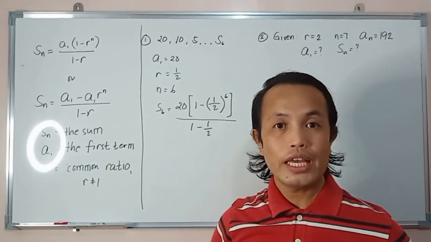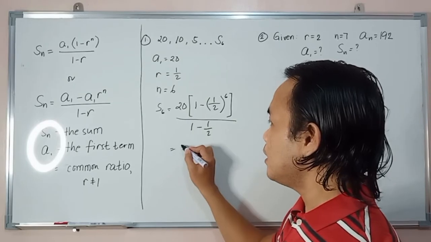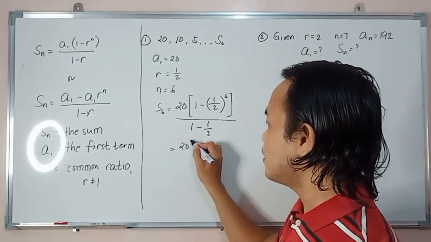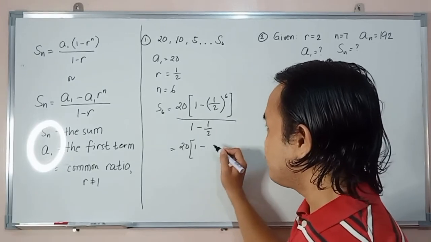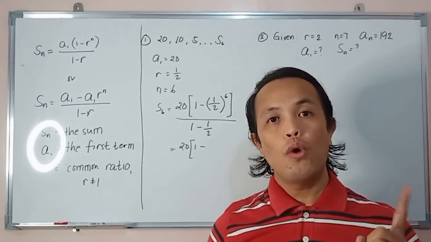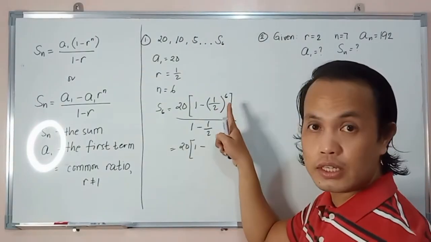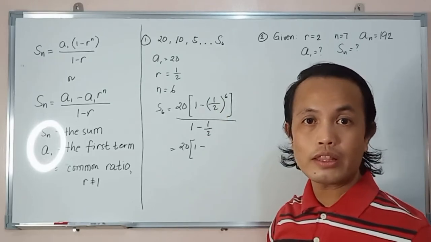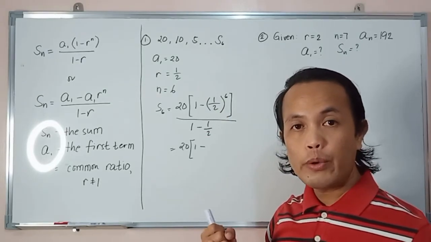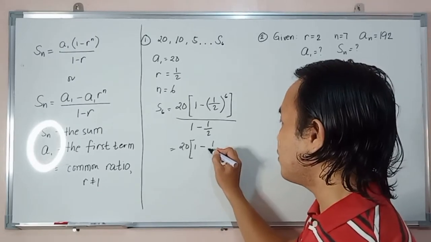Then this time we need to simplify. So we copy 20 times, we copy 1 minus. Now we need to raise 1/2 to 6. When we raise 1 to 6, that means 1 times 1 times 1 times 1 times 1 times 1. So we multiply 1 six times. That will of course give us 1.